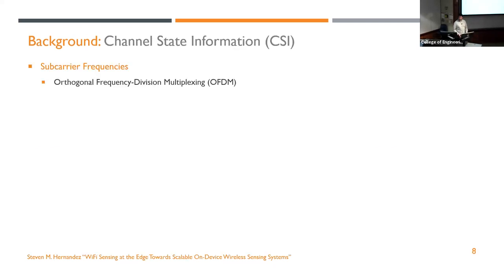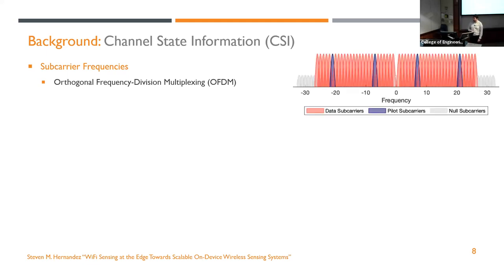So channel state information, what we have is the idea of subcarrier frequency. So in Wi-Fi, we might have a baseband frequency at 2.4 gigahertz. Well, if you use something called orthogonal frequency division multiplexing, you can divide this frequency into smaller subfrequencies, and then we can transmit multiple symbols in parallel. And if we look at it from a frequency view, we can see we have a center frequency, and then each of these peaks is a different subcarrier frequency. And for each of these, whether they're data or pilot subcarriers, channel state information gives us an amplitude and a phase.